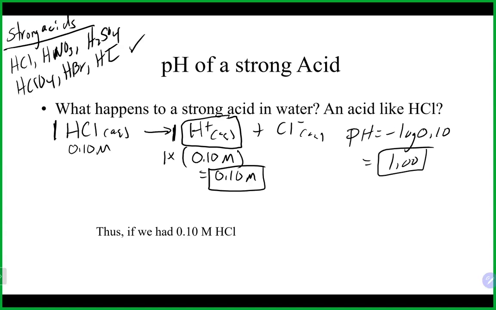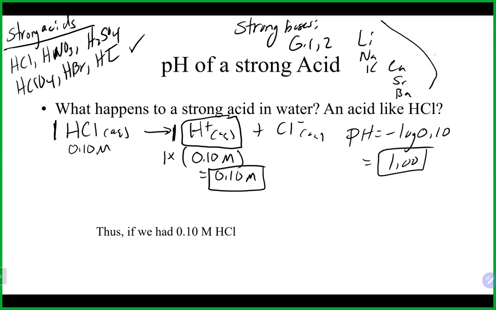Now, we could also do it for bases. It works kind of the same way. So remember that a lot of our strong bases come from group 1 and 2 on the periodic table. So you've got lithium, sodium, potassium, hanging right there at calcium, strontium, barium. If you hook up any of these guys with hydroxide, for the most part, that's going to be a strong base. So things like sodium hydroxide, potassium hydroxide, calcium hydroxide, these are going to be really strong bases.